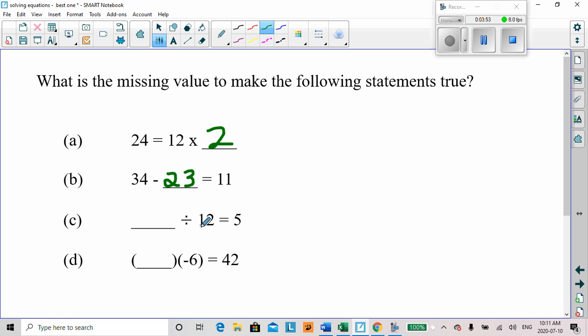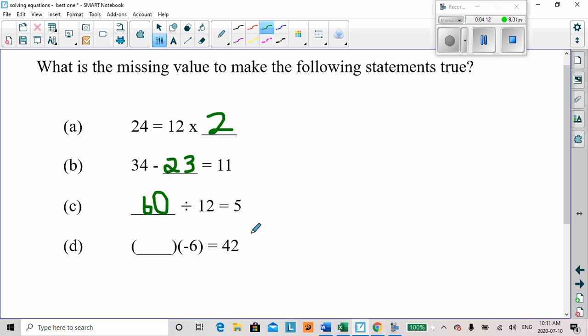Okay, this one. Something divided by 12 is equal to 5. So I guessed a bunch of numbers, and I found out that if I take 60 and I divide it by 12, I get 5. And this last one, this means multiply when I put things in brackets and they're stuck together. 2 things that are multiplied together to give me 42. Well, I know that 6 times 7 is 42, but it has to be a positive, and this is a negative. So I have to make this a negative times a negative.